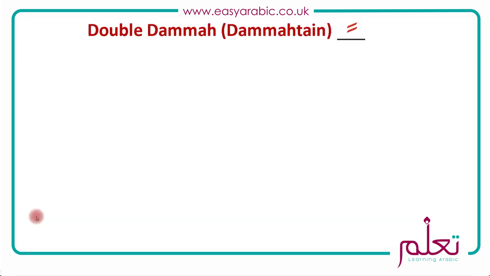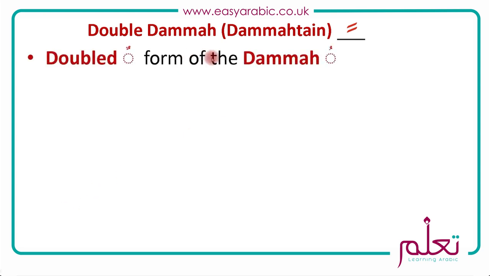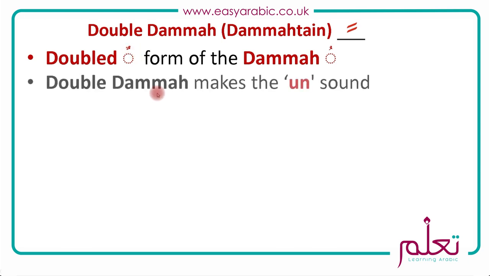Okay, next we have the double dhamma or the dhammatain. So that is the doubled form of the dhamma. And what you see here is the dhamma is like this, and the dhammatain has like an inward tail at the end. Okay, so exactly the same thing like a waw, but with the tail at the end. The double dhamma makes the un sound.